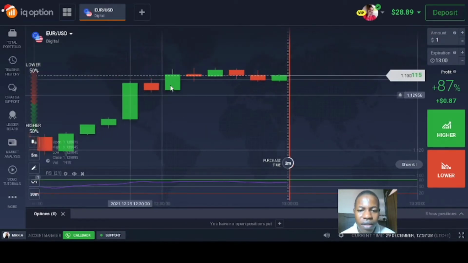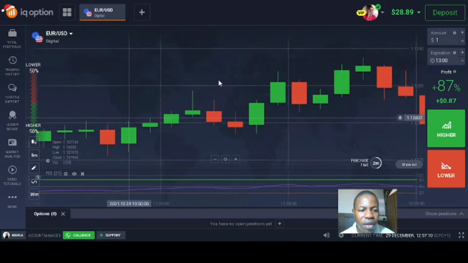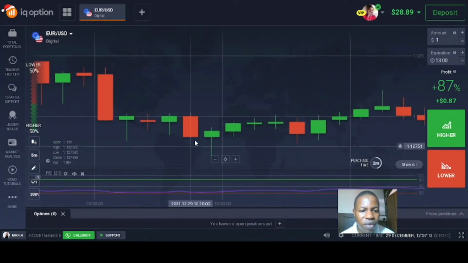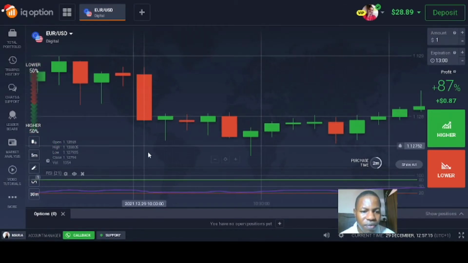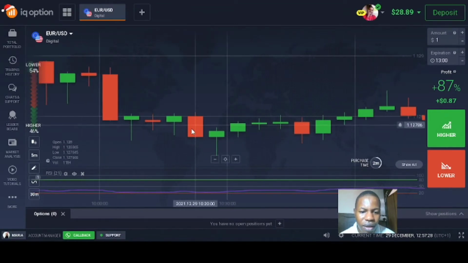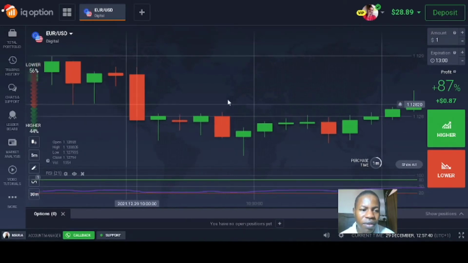So let's look at some examples from our chart. You see right from here, from this candle, this RSI touches the oversold line, and then you have a call as in a green candle. Likewise in this place, from this candle the RSI line touches the oversold line, and then we have a green candle.